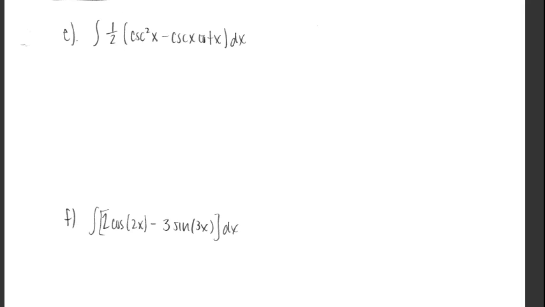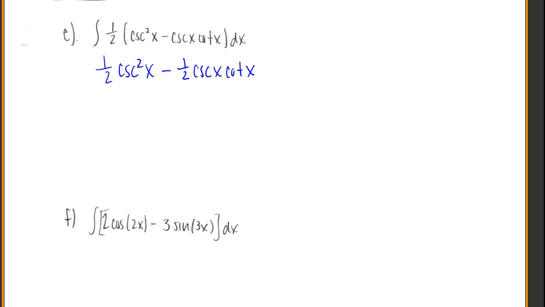Part E. You know what I might do on this one to get started? Let's go. I think I'm going to distribute the 1/2 just so I can focus on it piece by piece. So 1/2 cosecant squared x minus 1/2 cosecant x cotangent x. So I'm now looking at the integral of that.